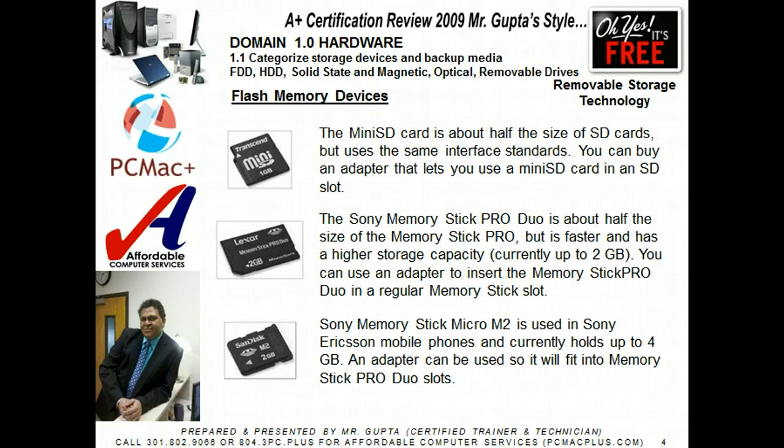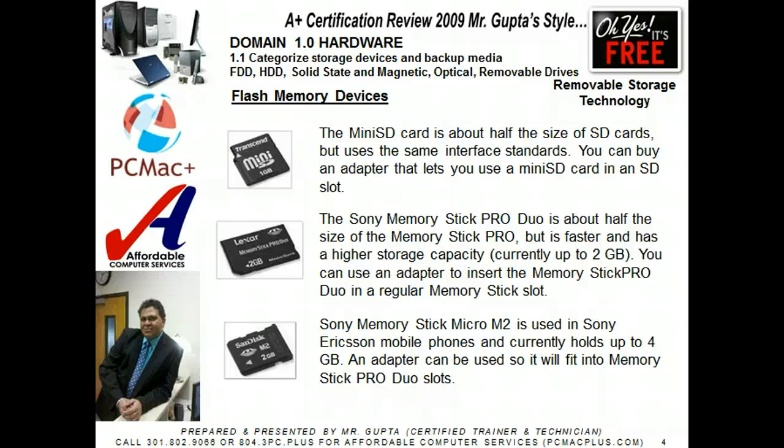The next one is the Mini SD card, which is about half the size of SD cards but uses the same interface standards. You can buy an adapter that lets you use a Mini SD card in an SD slot. The next one is the Sony Memory Stick Pro Duo, which is about half the size of Memory Stick Pro but is faster and has a higher storage capacity, up to 2 gigabytes. You can use an adapter to insert the Memory Stick Pro Duo in a regular Memory Stick slot.